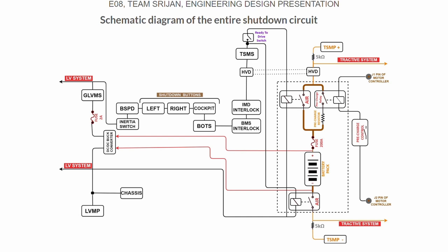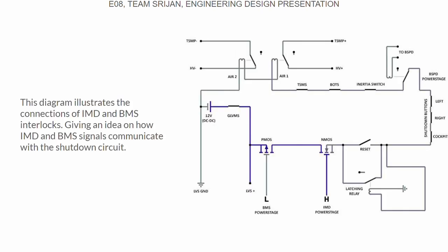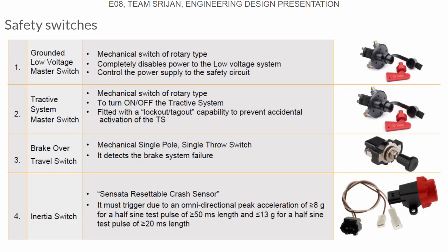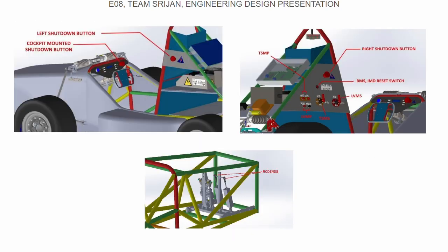Shutdown circuit. Shutdown circuit consists of GLVMS, inertia switch, BSPD, left, right, cockpit shutdown buttons, BOTS, BMS interlock, IMD interlock, HVD, and tractive system master switch. This diagram shows the connections of IMD and BMS interlock. IMD interlock is NMOS, while BMS interlock is PMOS. Safety switches. Safety switches are GLVMS, TSMS, brake control switch, and inertia switch. Following CAD rendering shows the position of these switches.